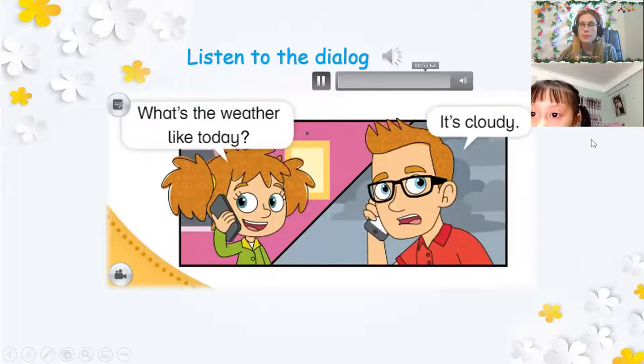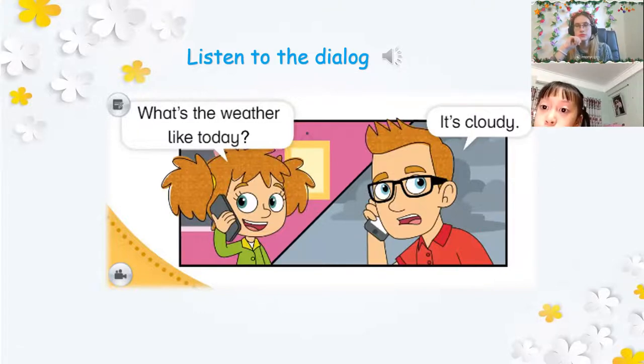Unit 9, Rainy Day. Lesson 1, page 84. Listen and say the dialogue. Then role play. What's the weather like today? It's cloudy. What's the weather like today? It's windy. What's the weather like today? It's sunny. What's the weather like today? It's snowy. What's the weather like today? It's rainy.